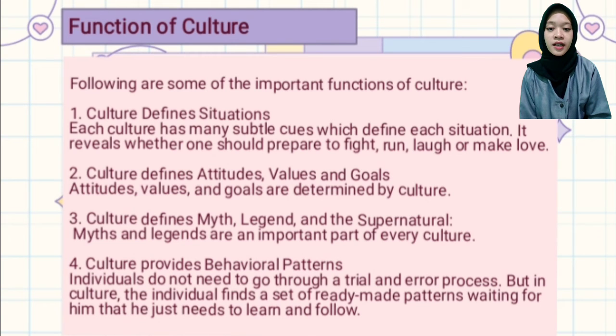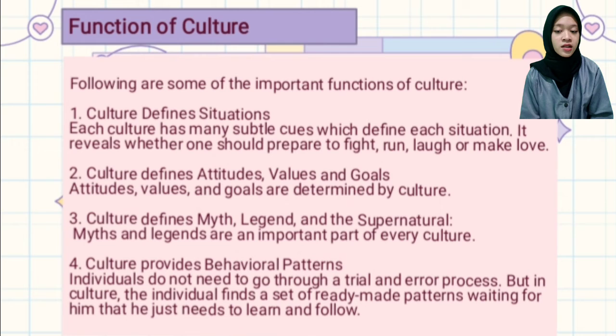Next, culture provides behavioral patterns. The individual does not need to go through a trial and error process, but in culture, the individual has been given a set of ready-made patterns waiting for him that he just needs to learn and follow.